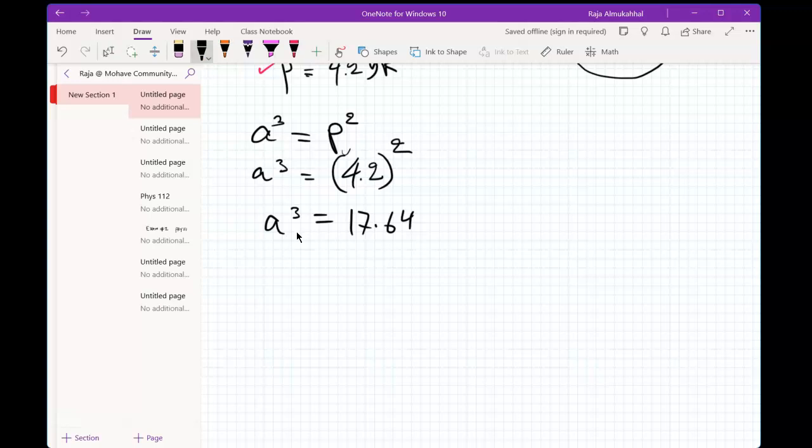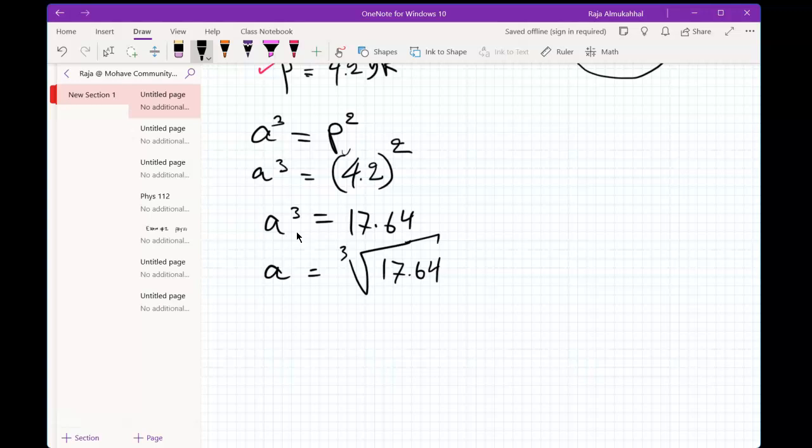So what is A? Well, take the cube root of it. If you have a scientific calculator, there is a button dedicated to that, so you can simply use it, but I'll show you a different way. If you have a button that allows you to calculate the cube root, I'm looking at my calculator, it's right here. So basically A is equal to the cube root of 17.64, and you can do that.